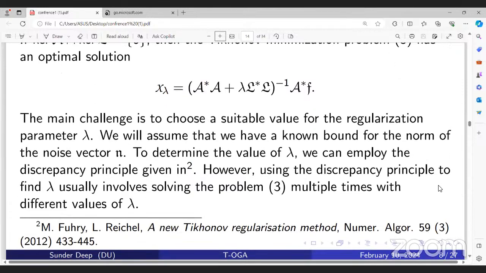The main challenge is to choose a suitable value for the regularization parameter lambda. We will assume that we have a known bound for the norm of the noise vector n, and to determine the value of lambda, we can employ the discrepancy principle given in the paper by Fourier and Rizal, a new Tikhonov regularization method. However, using the discrepancy principle to find lambda usually involves solving problem 3 multiple times with different values of lambda.